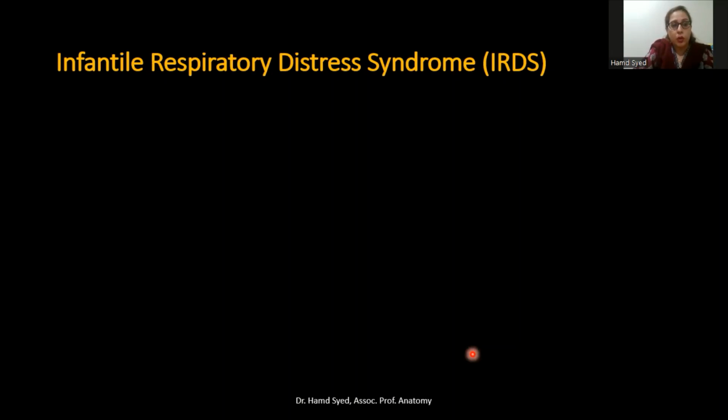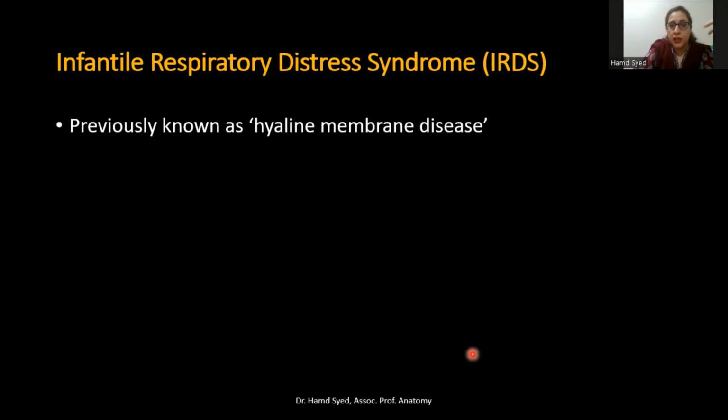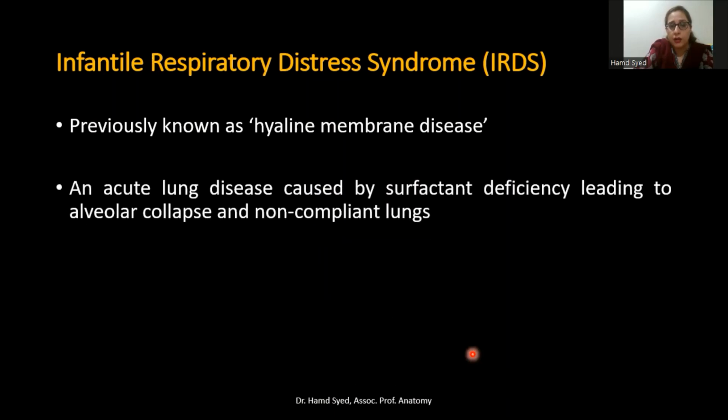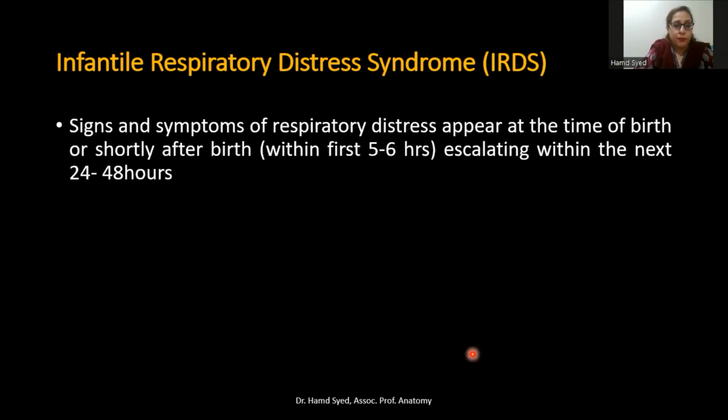So this is an important topic, and the main things which you have to remember, the key points about this topic is that, first of all, it was previously known as hyaline membrane disease, but now we commonly call it IRDS. This is an acute lung disease caused by surfactant deficiency, which leads to the collapse of the alveoli and non-compliance of the lungs. And these alveoli, remember, tend to collapse mainly during expiration.